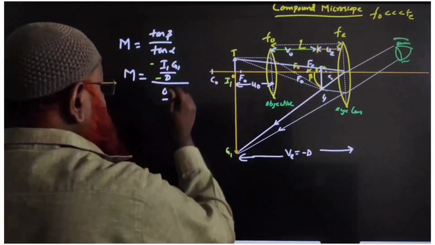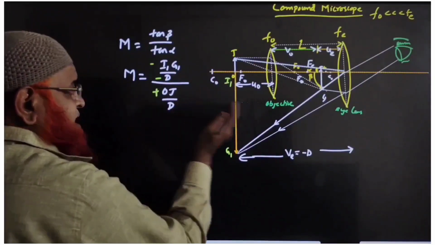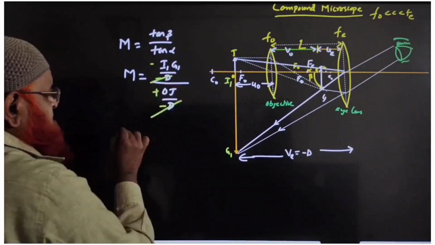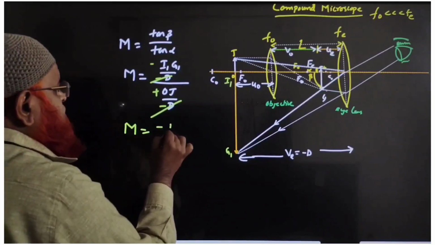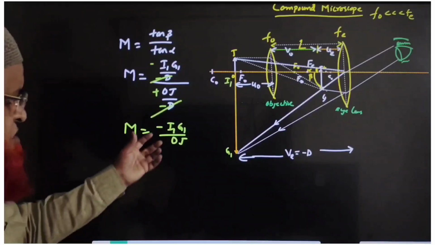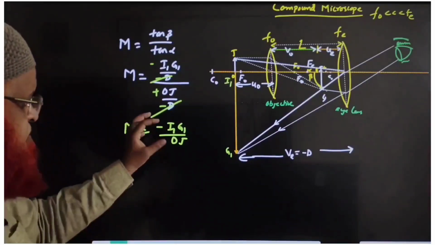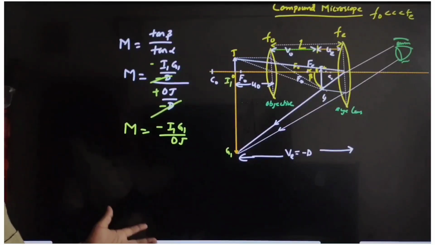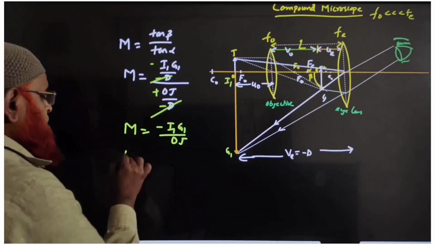OJ is upwards, plus. D is left side again, minus. So minus D gets cancelled. So the new magnification formula is I1G1 by OJ. Now I will split this magnification formula into two formulas. How am I going to split it here?